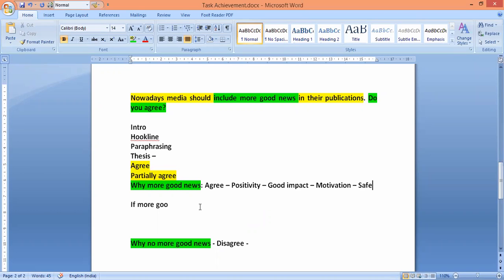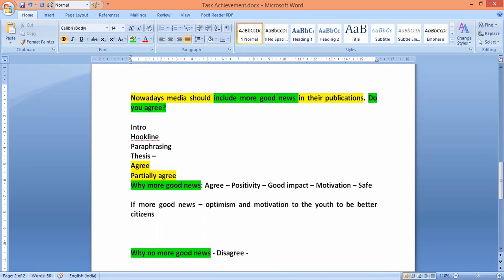So, for example, if I say, if more good news brings optimism and motivation to the youth to be better.